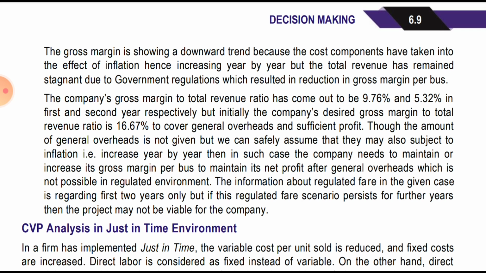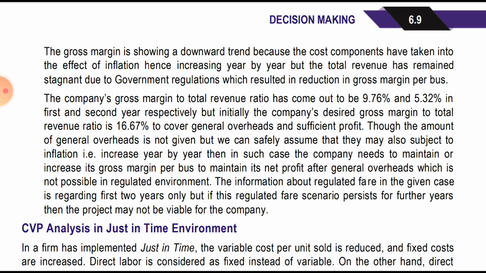In such a case, the company needs to maintain or increase its gross margin per bus to maintain the net profit. So the company also needs to increase the margin to maintain its profit after the general overheads, which is not possible in the regulated environment. We can't increase the margin. So gradually, there will be a year by year increase in the cost, but due to the stagnant price fixed by the government, we will reach a point where there is a higher cost and low revenue, or negative revenue. So generally we can suffer loss also in coming years.